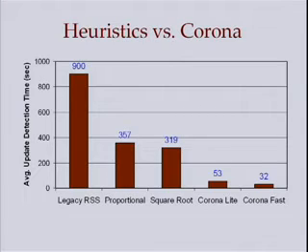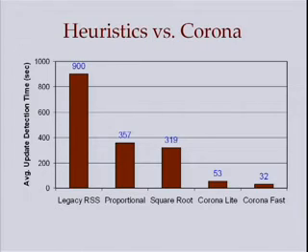Instead of polling with the number of nodes proportional to the number of subscriptions, we poll with the number of nodes proportional to the square root of the number of subscriptions. Introducing a square root in this fashion is a common thing to do when you're trying to maximize things like this using heuristics. But in this case, we see that Corona Light performs much better than, obviously, legacy RSS, but also than the 2 heuristics that I talked about.